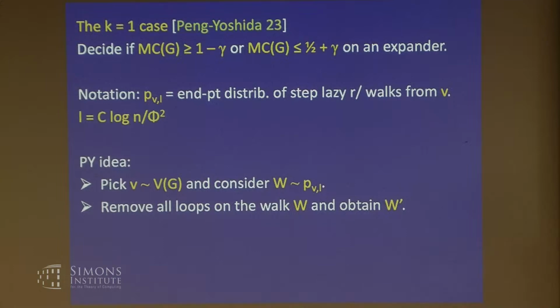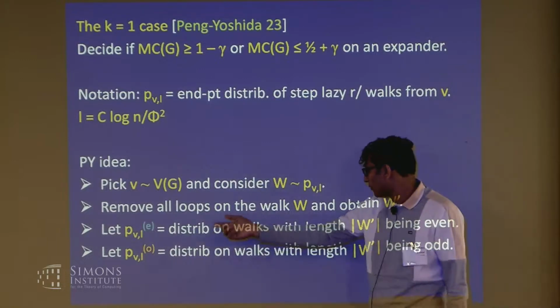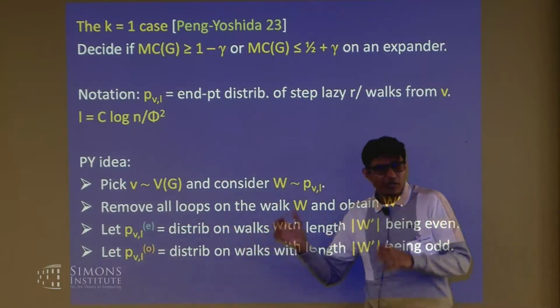What Pan Peng and Yuichi Yoshida recommend is that you should look at the length of W prime. Imagine the following situation: suppose my graph was truly bipartite, and suppose the walk begins at a vertex on the left side. If the length of W prime is an even number, you are back on the left side. If it is an odd number, you are on the other side. What they observed in particular is that in this situation, the distribution when the length of the walk W prime is an even number is supported on the left side.